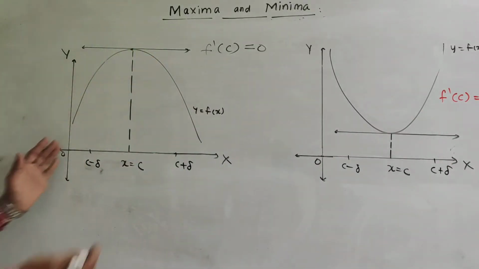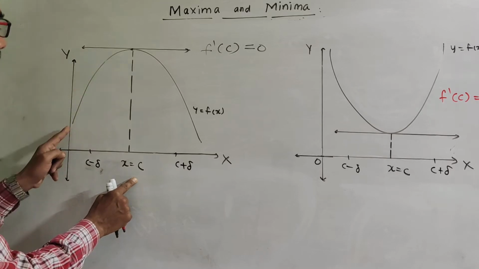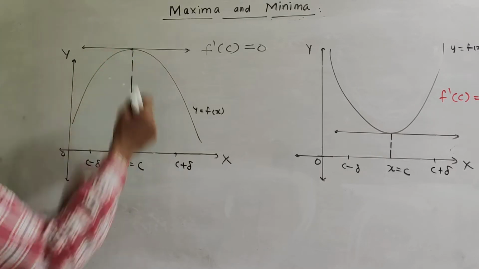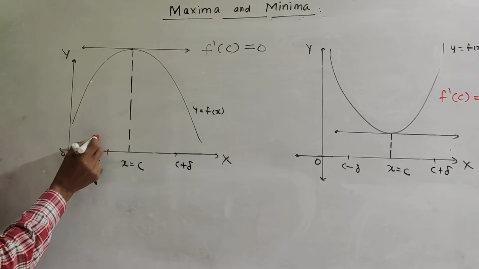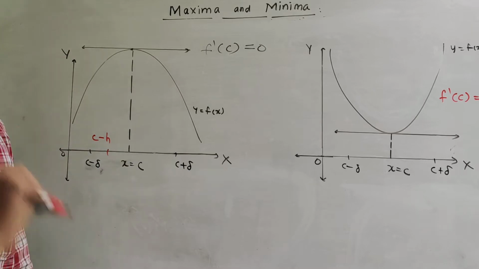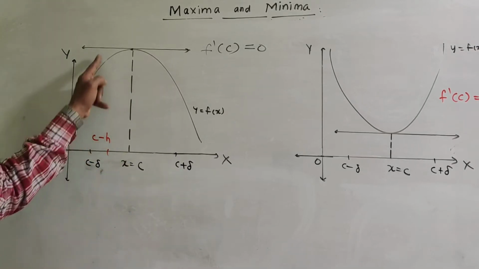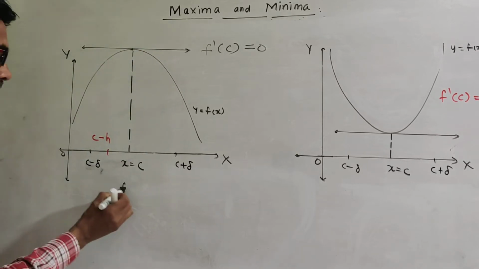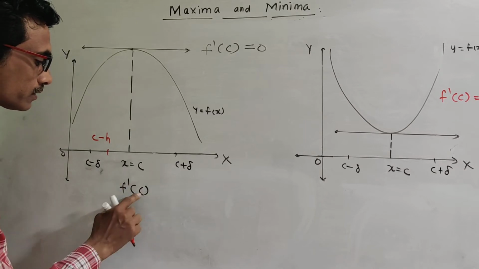0. Look at this, to the left of this, in the neighborhood of c. Here, to the left of c, the function is increasing. Suppose you take a point c minus h, which is to the left of c. Then what is the function here? Increasing. That means f dash is what? Increasing, so positive.